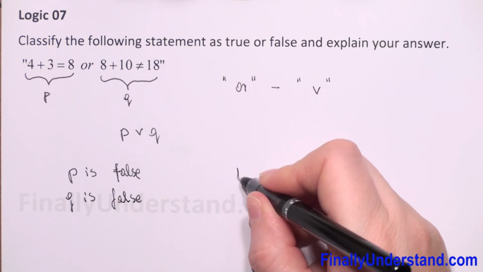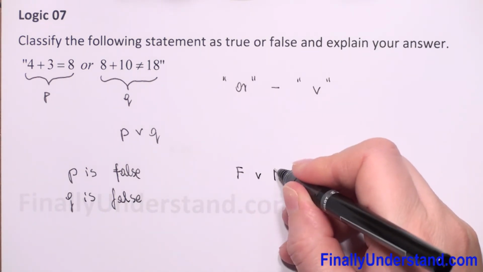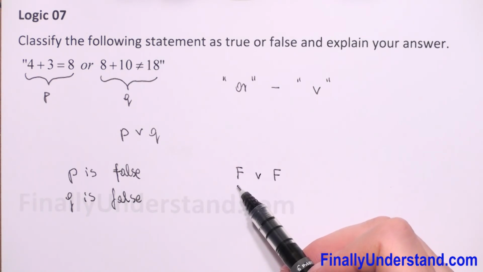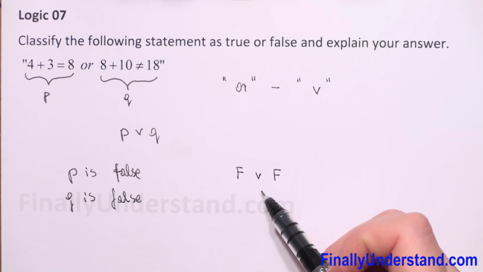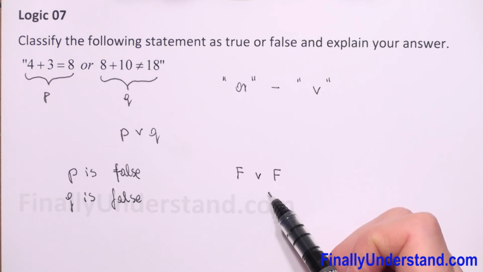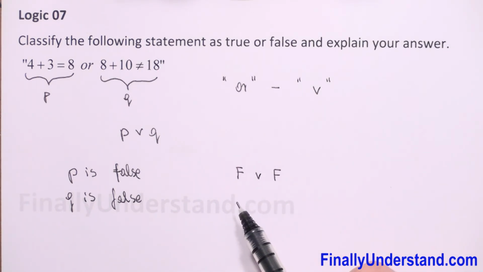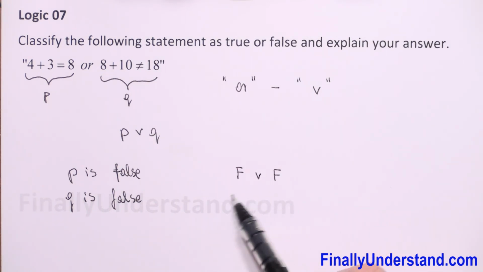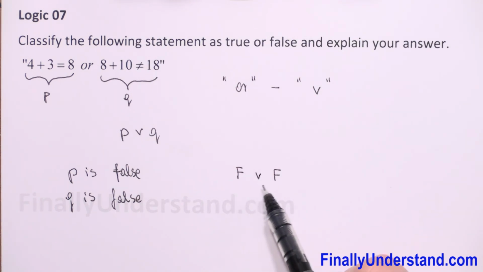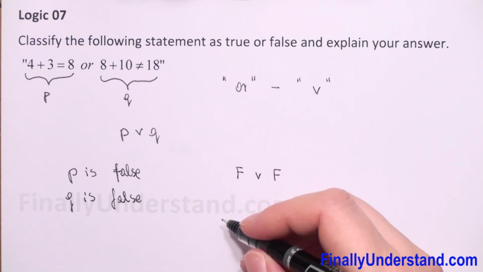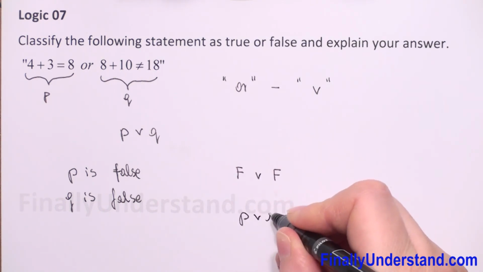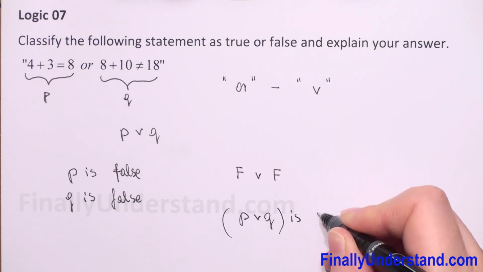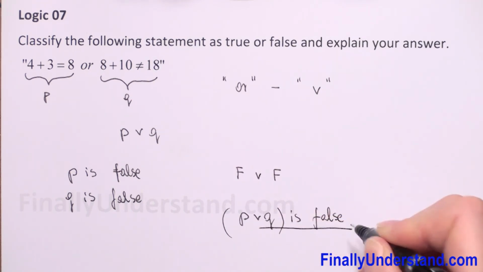So we have false or false. When we have disjunction false or false, this is a false statement. Like I said before, disjunction is false only when both statements are false. When one of them is true or both are true, our statement will be true. But both are false, so our statement P or Q is false. This is my solution.